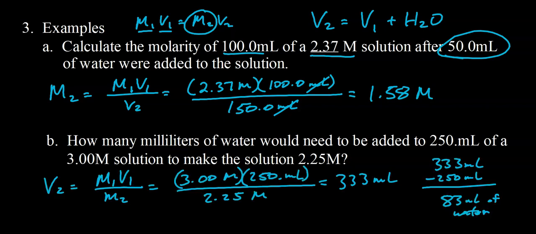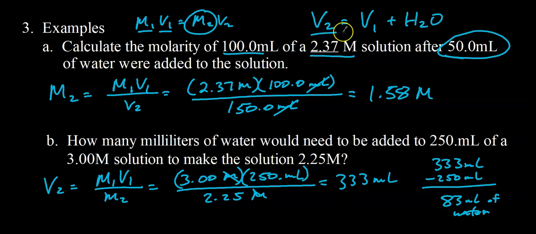All right, so here's one way to set it up. Let's find V2 because we don't know that. And so M1 V1 over M2, so our molarities cancel this time, and we get 333 milliliters. Make sure you understand that this is not the answer to the question. The question did not ask for what will be the volume of the resulting solution. That's what that is. It asks for how much water would have to be added. Well, that's our V2. Remember what V2 is.